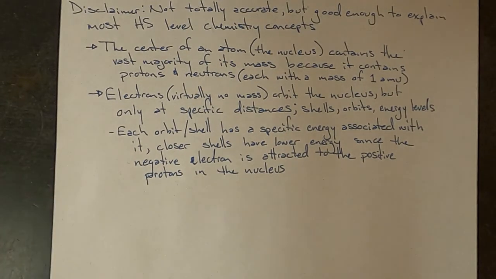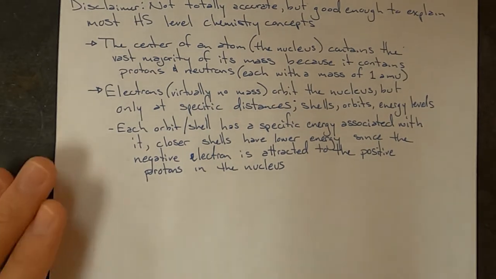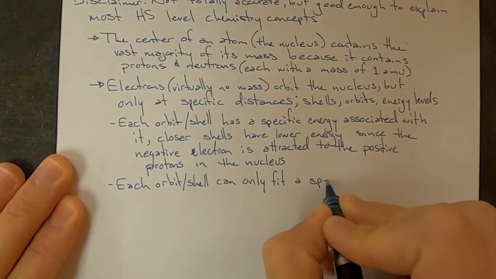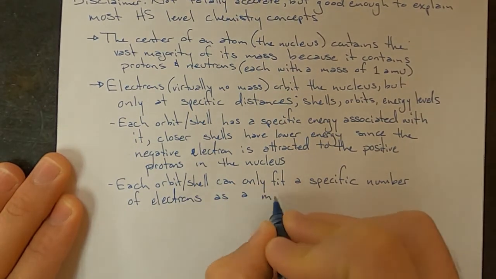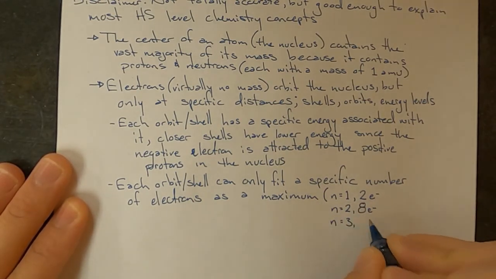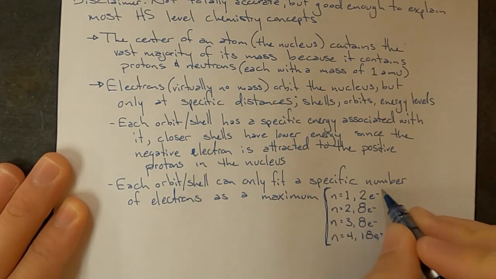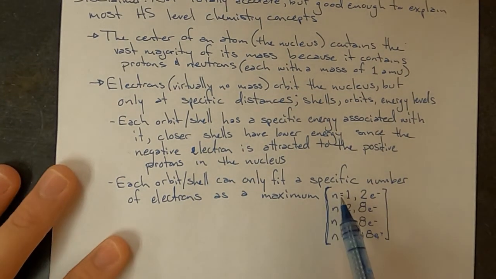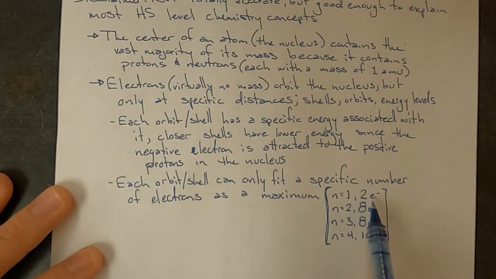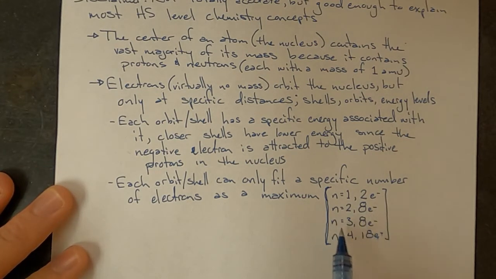Now, another piece of the Bohr model was that each shell, each energy level, could only fit a certain number of electrons as a maximum. And so the n, recall that it refers to which shell it is, with one being the one that is closest to the nucleus. That can fit two electrons max. The second shell could fit a total of 8. The third could fit 8. The fourth could fit 18.